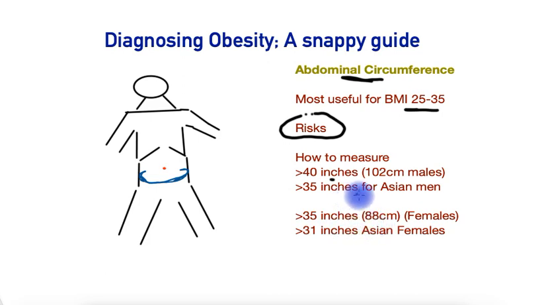Now, it's important to note that for Asian men, the abdominal circumference of 35 inches is associated with a much higher risk of comorbid conditions such as type 2 diabetes, etc. And for women, South Asian women, it is greater than 31 centimeters. So there are clear racial differences in how we interpret risk with these measurements.